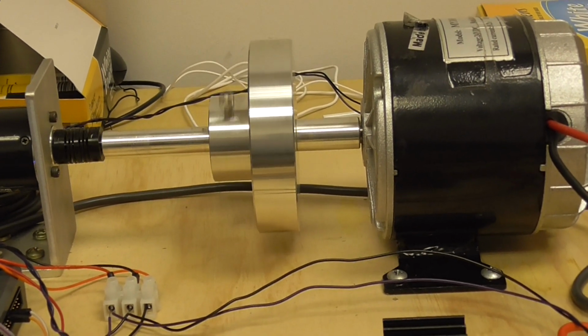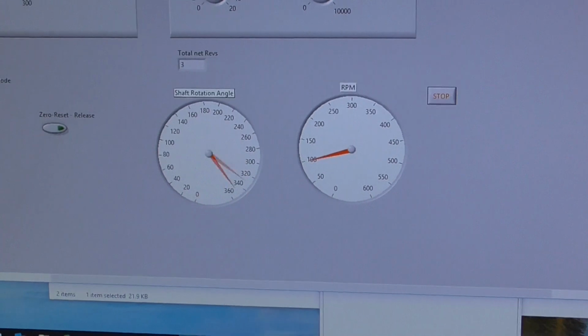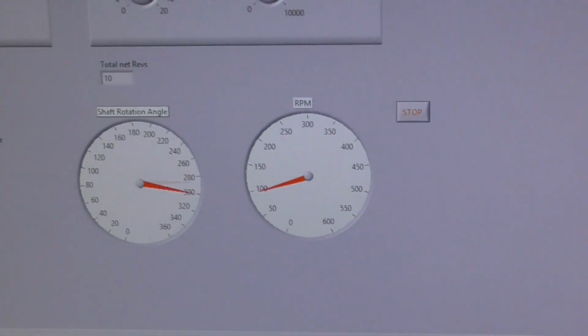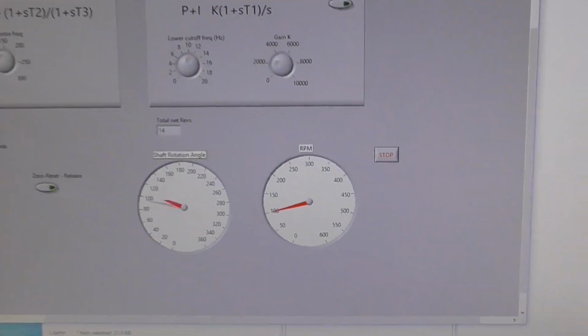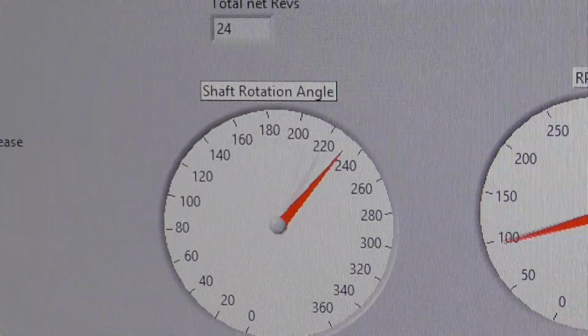Let's go up positive now. That should be about 100 RPM. If we go over here, there's the angle rotating round, and you can see the RPM is reading more or less 100. And that's the number of rotations, isn't it? 22 so far.